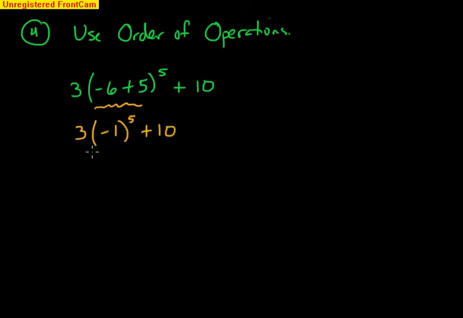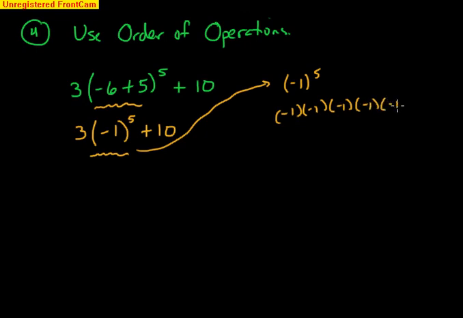Do not multiply this. We're going to do the exponents. Well, -1 is in parentheses. Okay, I'm going to do it over here. So -1 to the 5th is -1 times -1 times -1 times -1 times -1. 5 negative ones. So 2 negatives become positive.